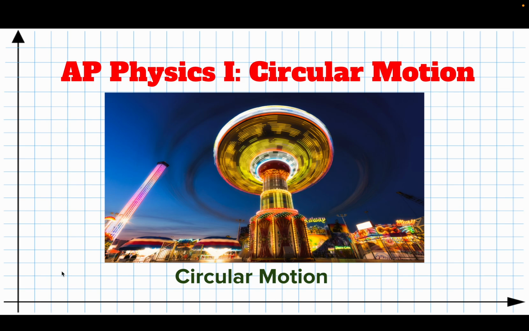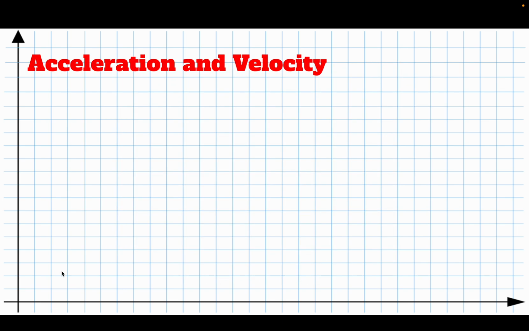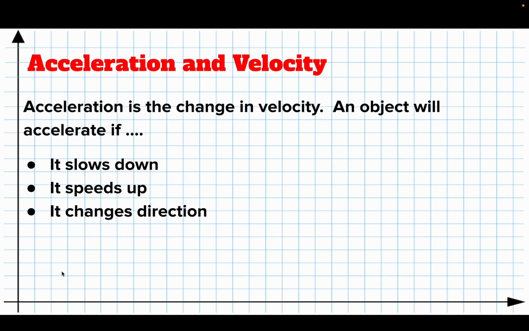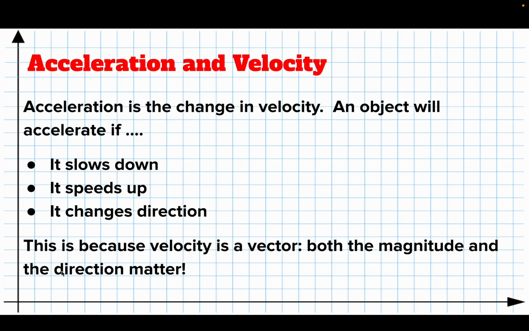All right, so today we're going to look at circular motion. Quick review. Acceleration is a change in velocity, and velocity is a vector, which means an object will accelerate if it slows down, or if it speeds up, or, because velocity is a vector, if it changes direction. So any one of those three will cause an acceleration.